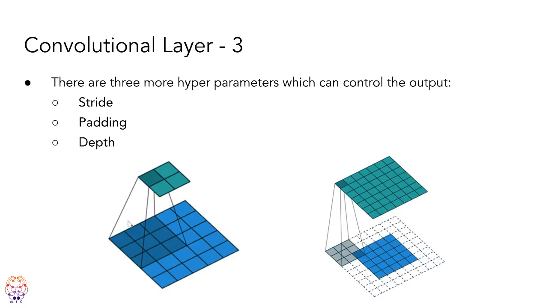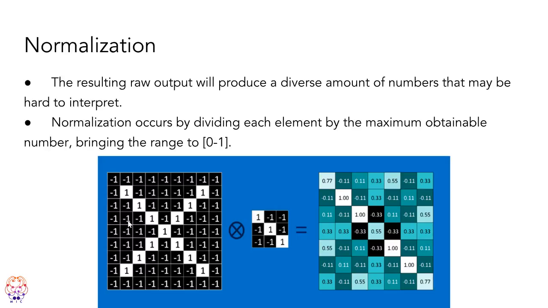Another hyperparameter that you'll need to mess around with for a convolutional layer is padding. So this is a very even matrix, so you might not need any padding. But essentially, padding is just adding a bunch of zeros around the edge. Why might you do that?